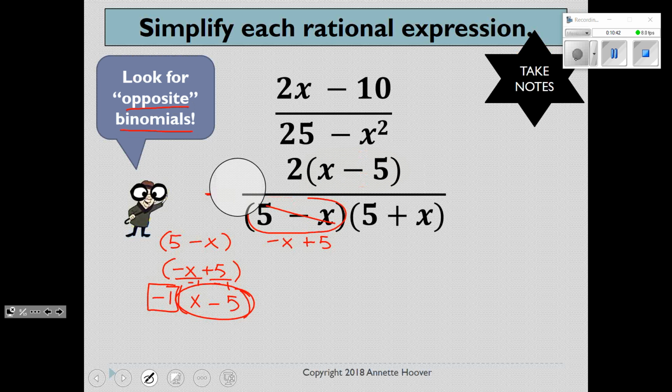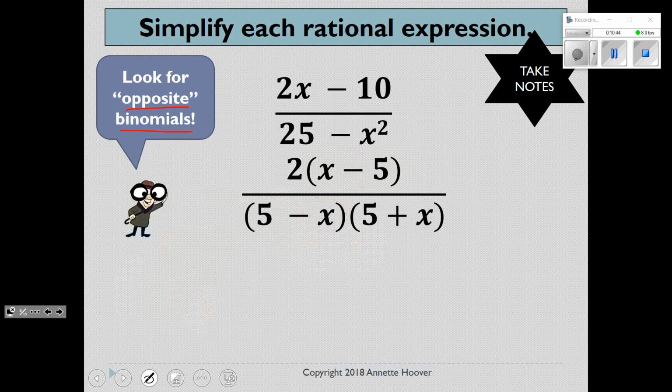Okay, so when you see opposite binomials, which means the x minus 5, the 5 minus x, they're just in different orders. You think, I can cancel those out, but I'm having to factor out a negative 1 out of one of them. So when I do that, then I have to add the negative out front. So these cancel, but I have to add the negative 1 or the negative sign out front.